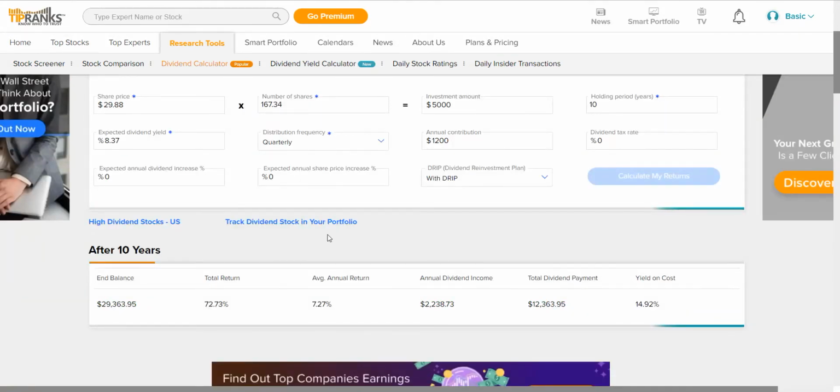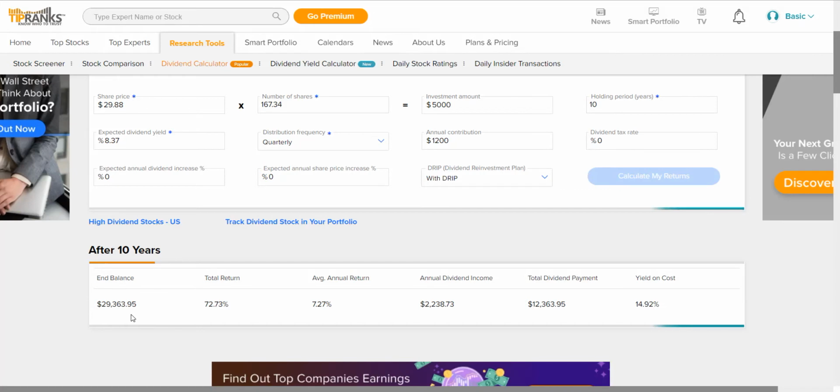Okay, so now after 10 years, we have a total balance of $29,363.95. So this balance is your initial $5,000 plus your $100 a month for the next 10 years, which is $12,000. So that is the $17,000, but then we reinvested the money. So now we have a total balance of $29,363. I hope this makes sense so far.